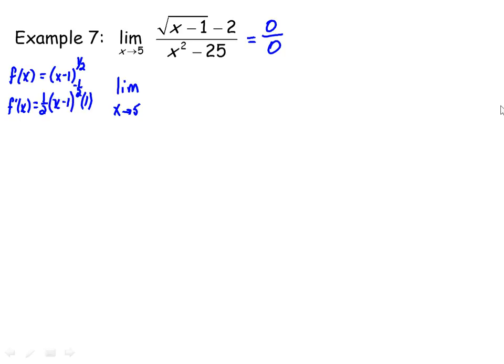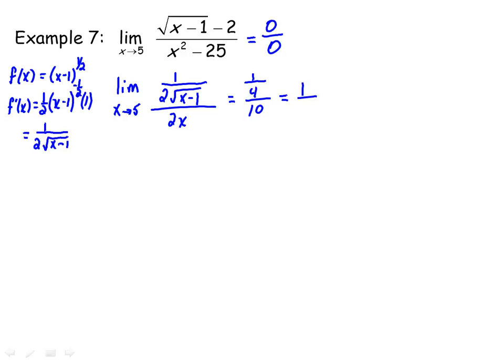So if we want to clean this up a little bit, what's it going to look like? What do you get? 1/4 is what you should get. And there's your answer. Any questions on that one?